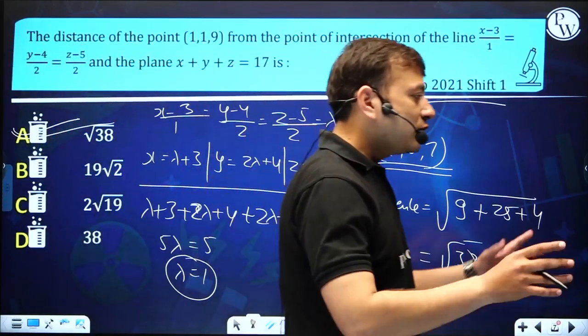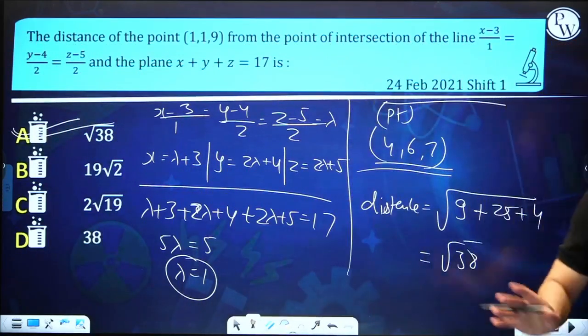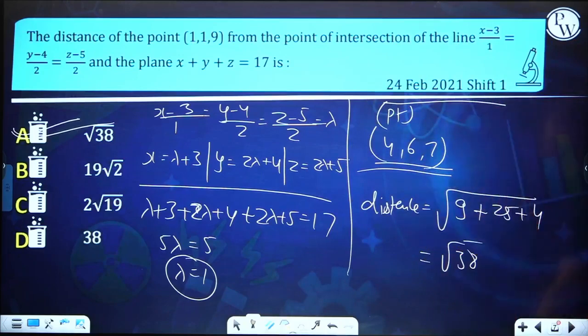So they will mix two, three things, but the question pattern will be simple, sir. It came in 2021, you can see this. Okay, understood? I hope everything is clear.